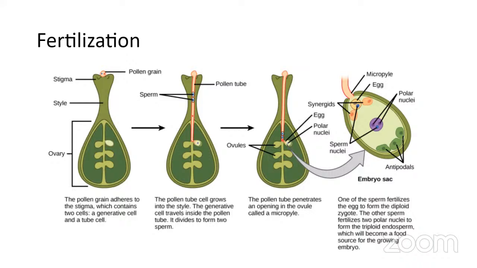And this is going to form the endosperm, which is a part of the seed that helps nourish the developing plant. So it's not going to become its own plant. It's going to become a structure within our seed.